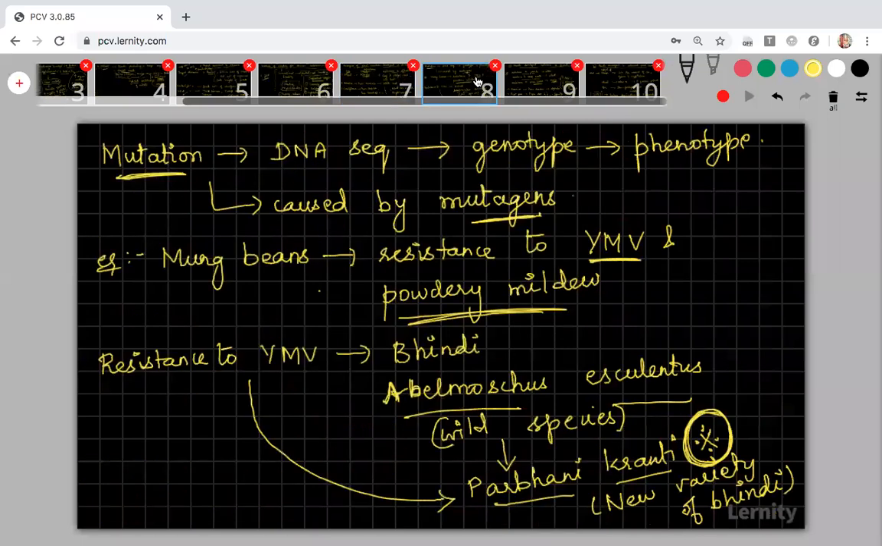Now the next one is mutational breeding. I gave you an example. By using mutagens, we can induce mutation in plants. An example is mung bean, which is resistant to yellow mosaic virus and powdery mildew, developed using the mutation concept. One more is bhindi, also resistant to yellow mosaic virus. From the wild species Abelmoschus esculentus, we created a new variety called Parbani Kranti.